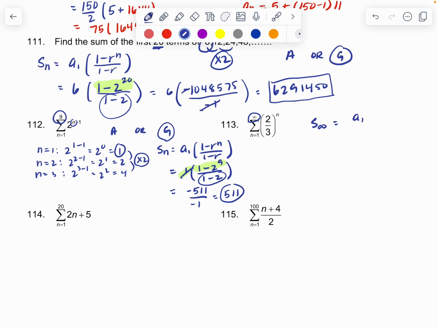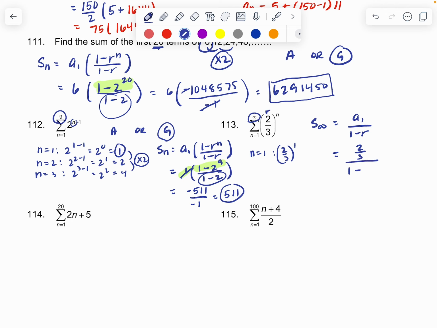All right, for number 13, because I'm going to infinity, the only infinity formula I know is a sub 1 over 1 minus r. So this thing has to be geometric for me to be able to use it. So a sub 1 is the first term. If I plug in n equals 1, I'm going to get 2/3 to the first power, which just gives me 2/3. And then all over 1 minus r.